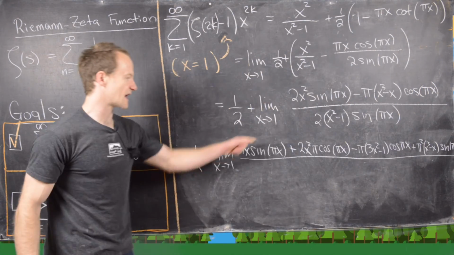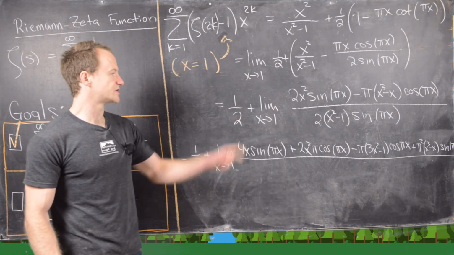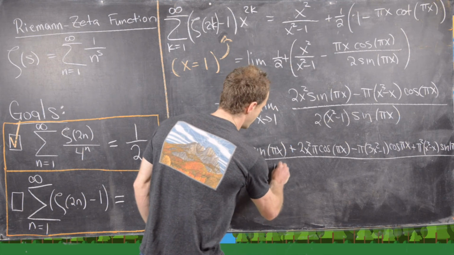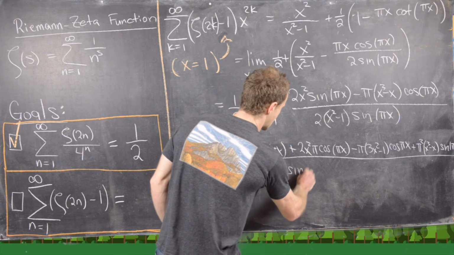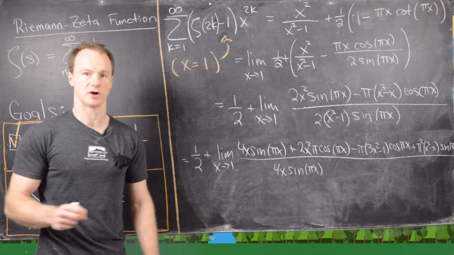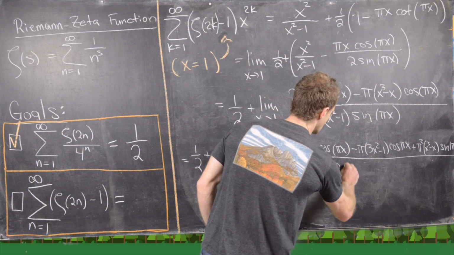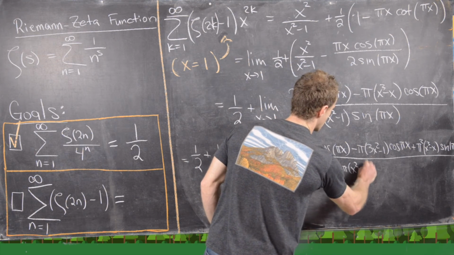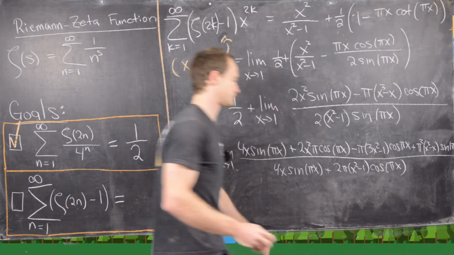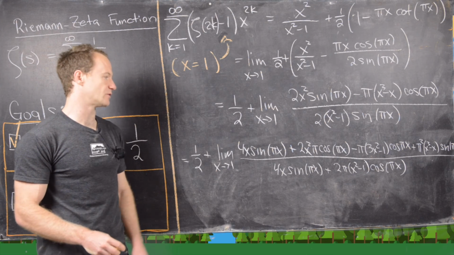Okay, so that's kind of a long numerator, and then let's see what we get for the denominator. So we've got to do that as well. So here we will have 4x times sine pi x. So that's taking the derivative of this first term. And then we'll have plus 2 pi times x squared minus 1 times cosine of pi x. Okay, now let's see what happens if we plug in x equals 1.